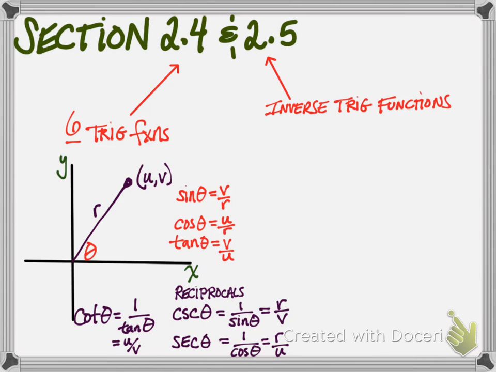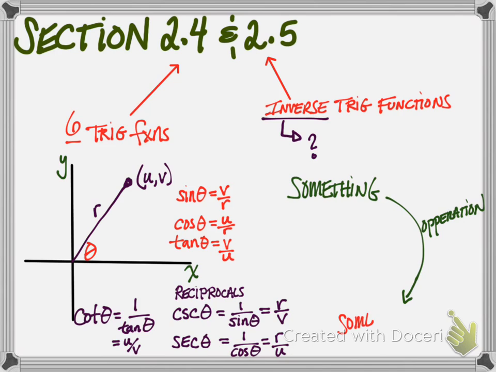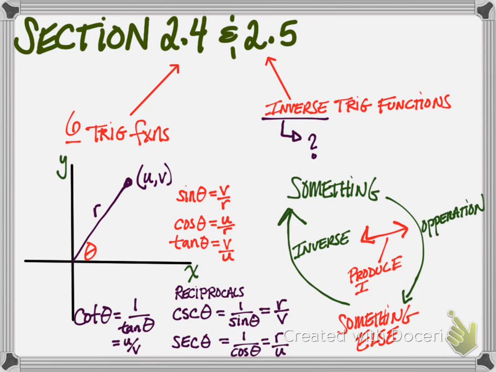Let's talk for a second about inverse. What does that mean? Well, if I take something and I perform an operation on it, I get something else. Well, if I want to undo it and get back to my something, I need an inverse. So that is my inverse operation. They produce an identity. They produce the same thing. I come back to my original starting point.